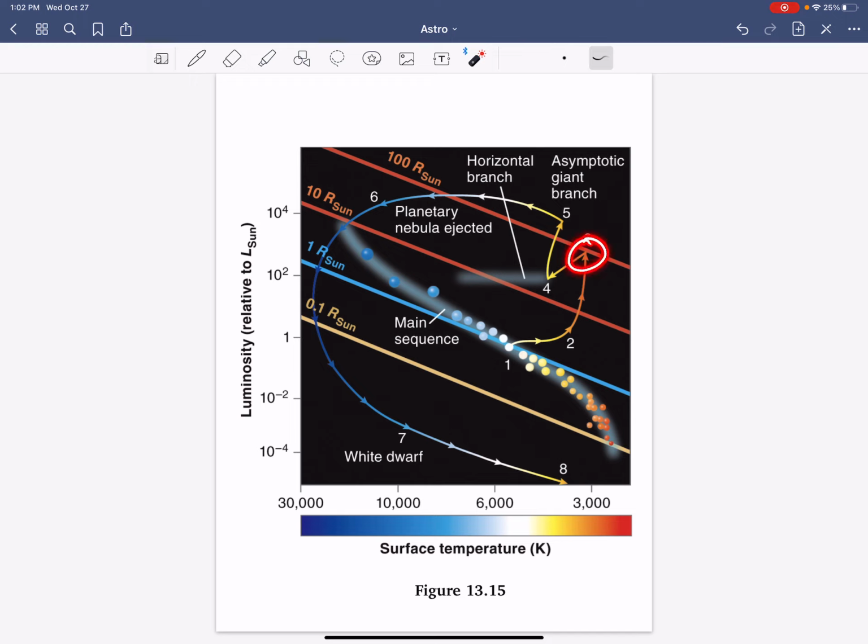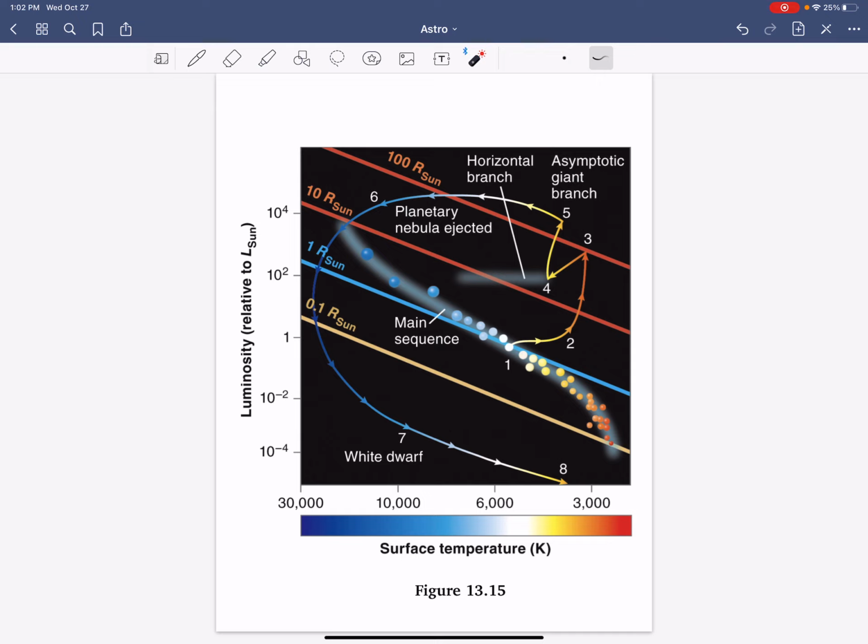And then right here, that is the helium flash. Helium flash right there. And that signifies the start of helium fusing into carbon. And so the star kind of bumps down and self-corrects and goes back up towards the upper right again. All right? If it's a low mass star, it'll fizzle out into a planetary nebula and a white dwarf. If it's a high mass star, it'll continue on and become a red supergiant and then go supernova.